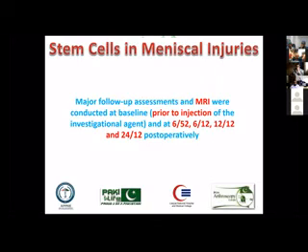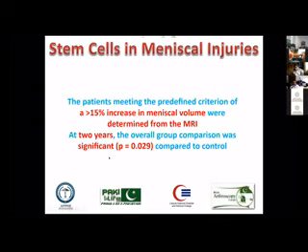They were assessed by MRI scan, and I understand one of the problems with this study was that no arthroscopy was done afterwards. They were just looked at with an MRI scan, which was done prior to the injection and meniscectomy, which was the control, and then at 6 weeks, 6 months, 12 months, and 24 months post-op. The criterion was that there should be at least a 15% increase in meniscal volume on MRI.